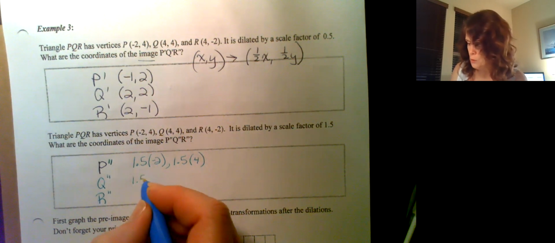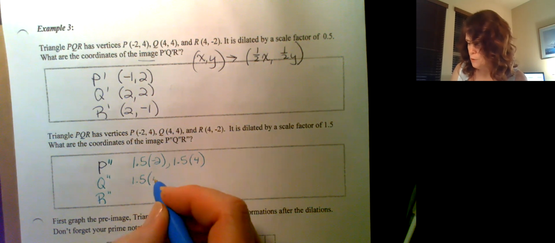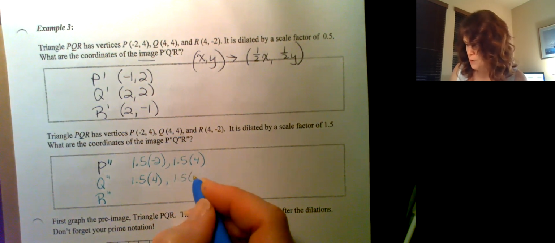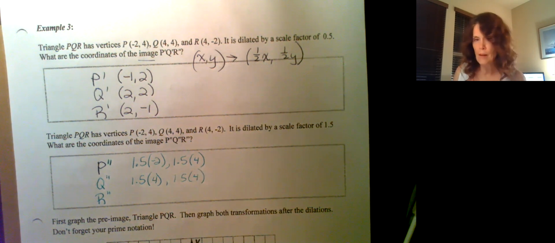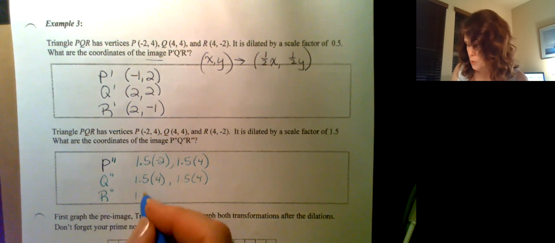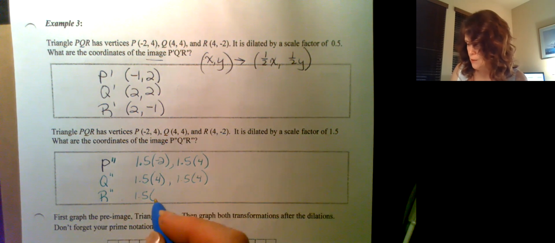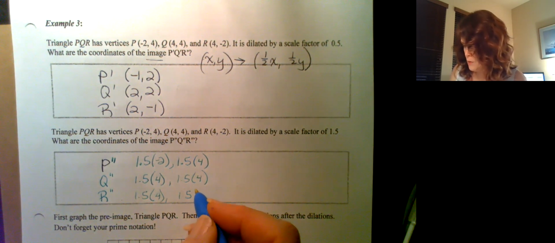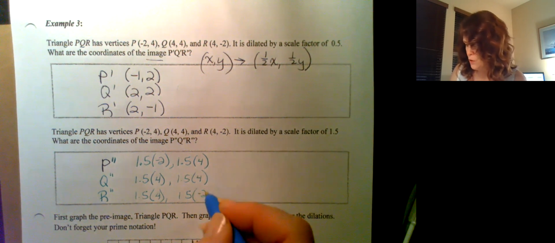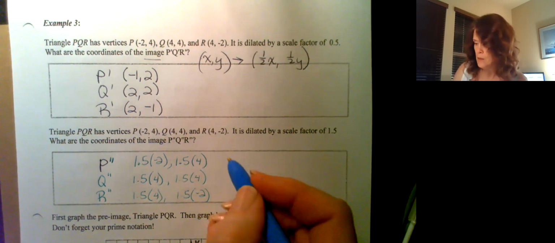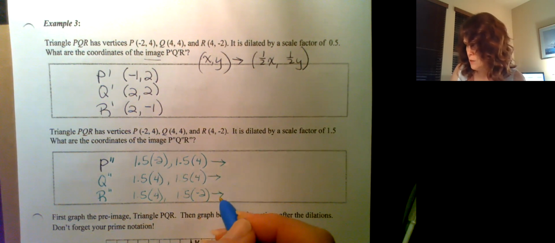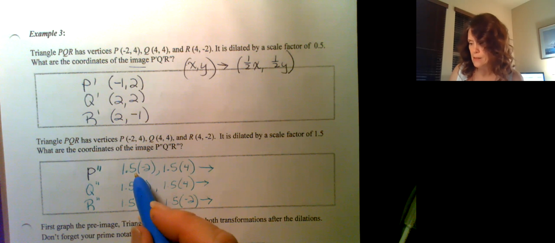For q, 1.5 times our x value of 4. And 1.5 times that y value of 4. And for r, same thing, 1.5 times x value of 4, 1.5 times this y value of -2, okay? So this is the transformation. It's going to yield these coordinates.